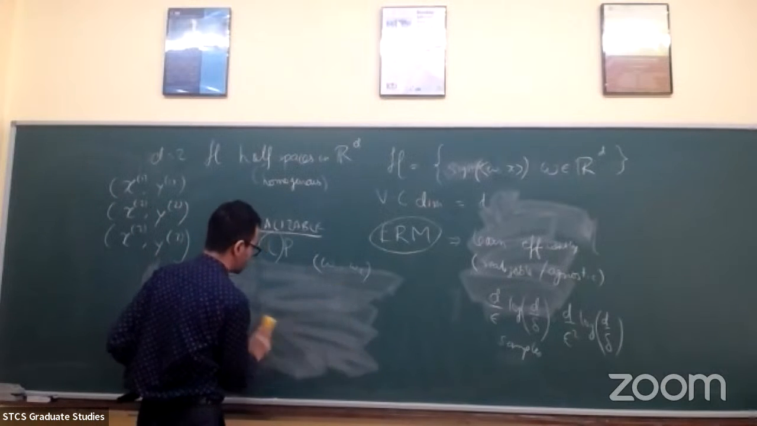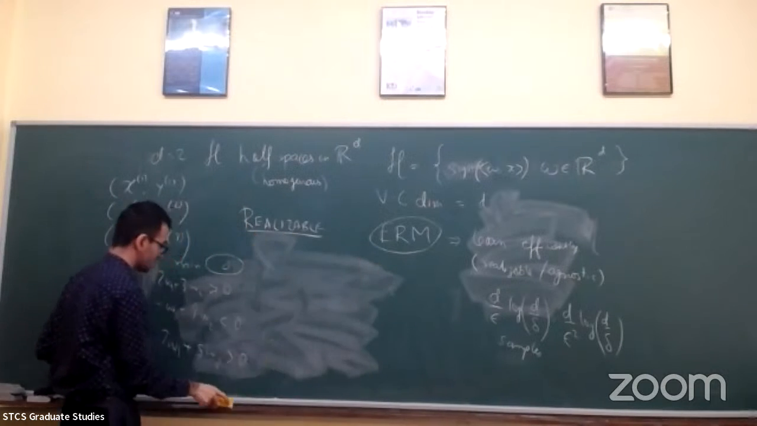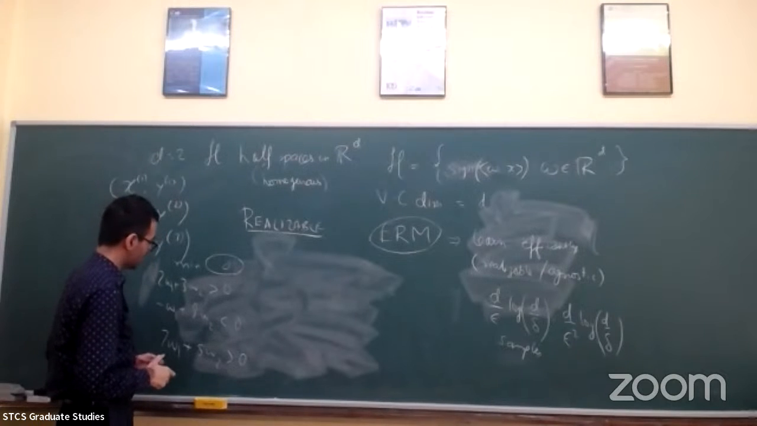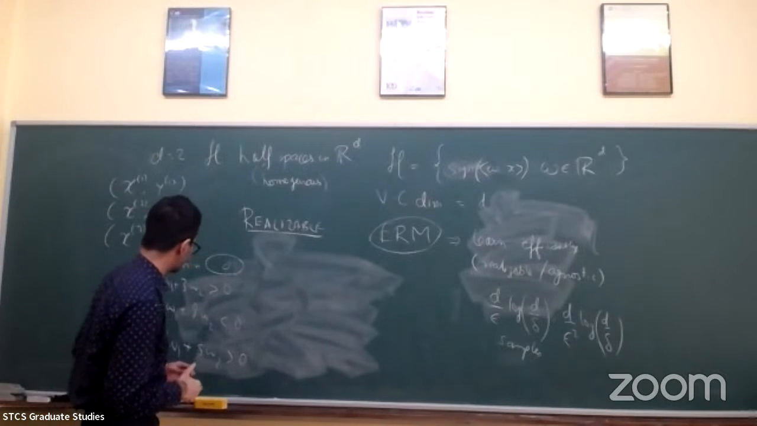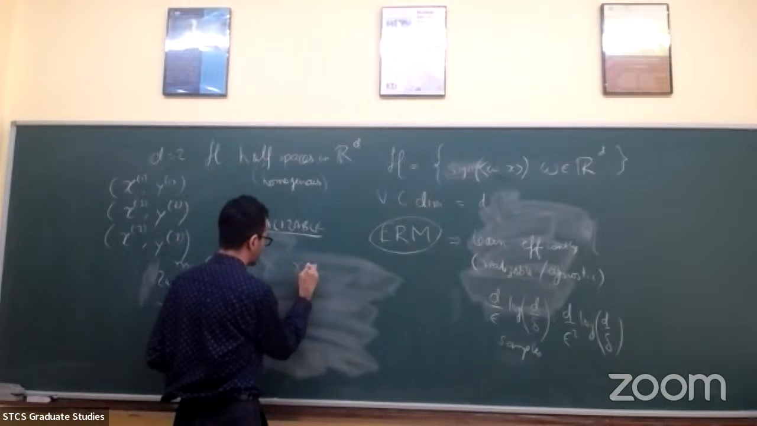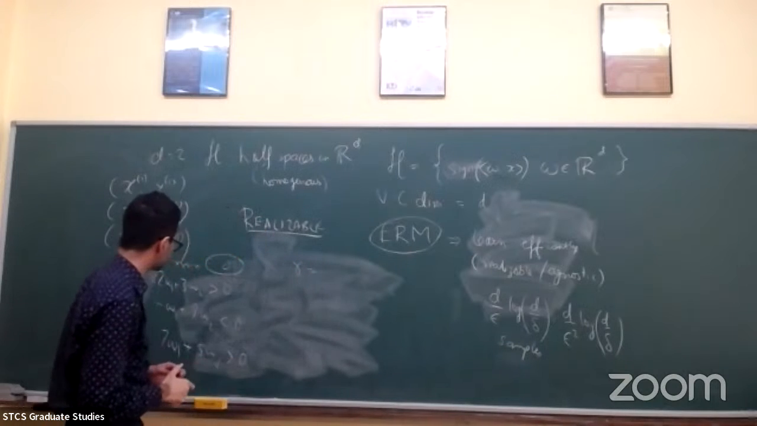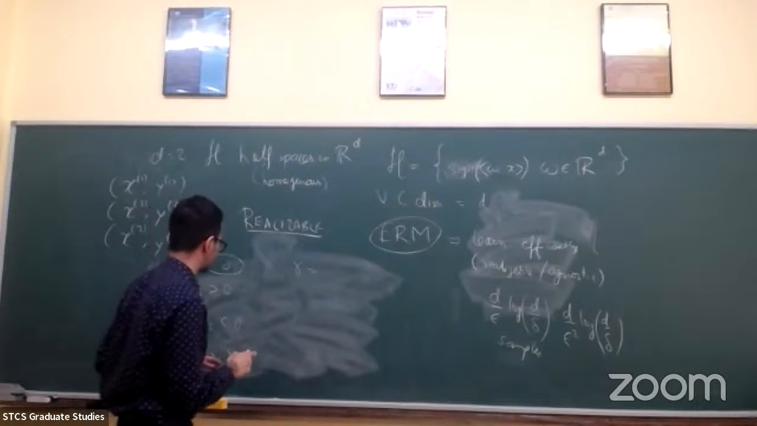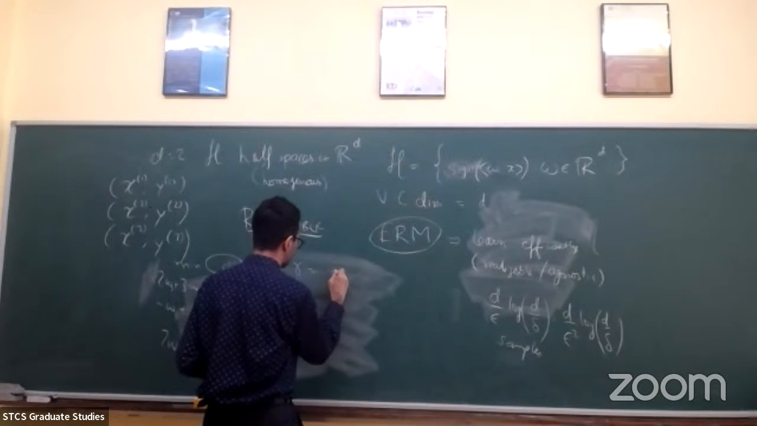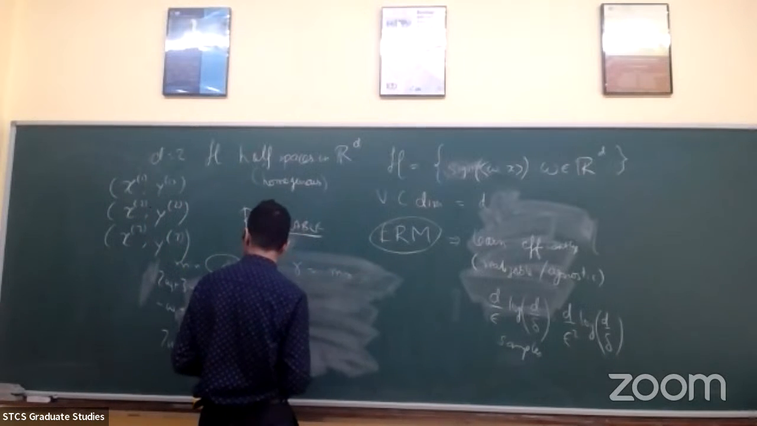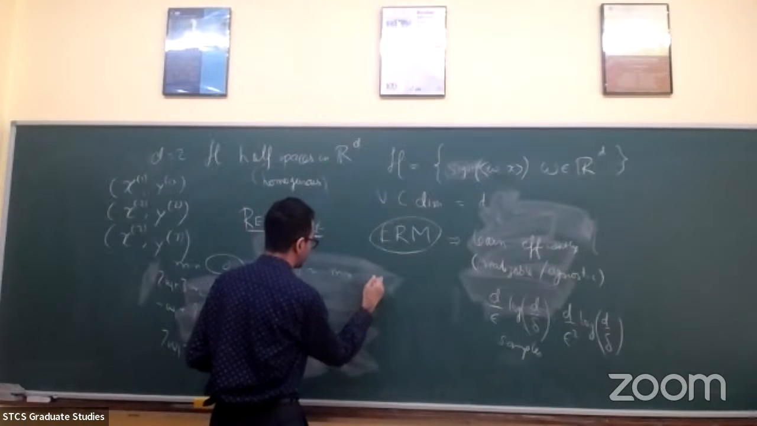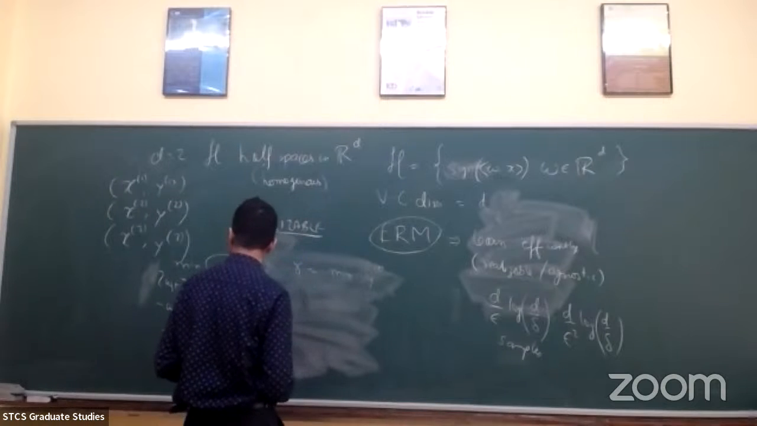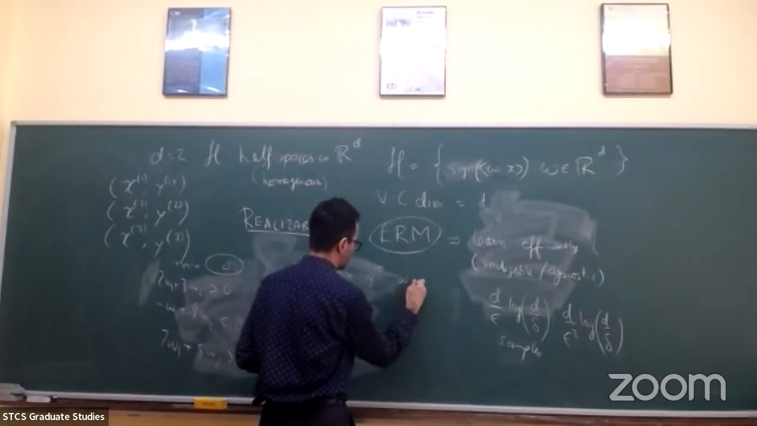So in a different way of doing it, the trick is to look at this quantity gamma, which is the smallest, it's basically the min of yt times w dot x.